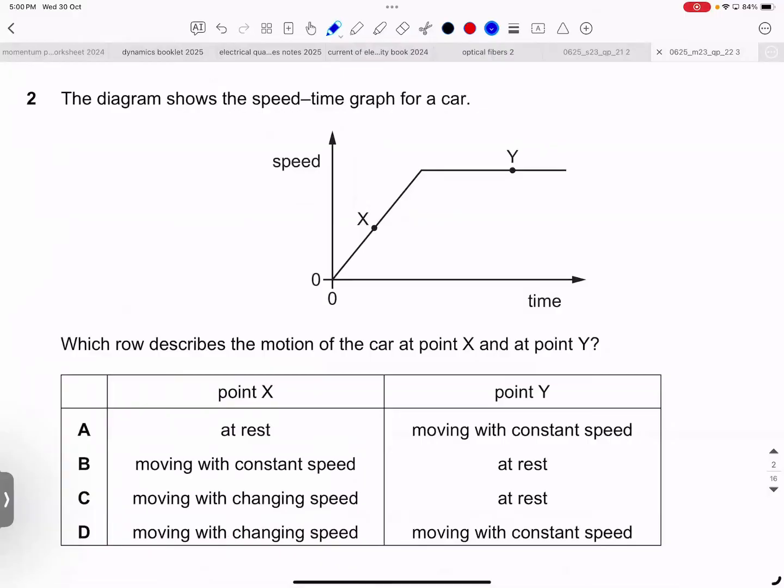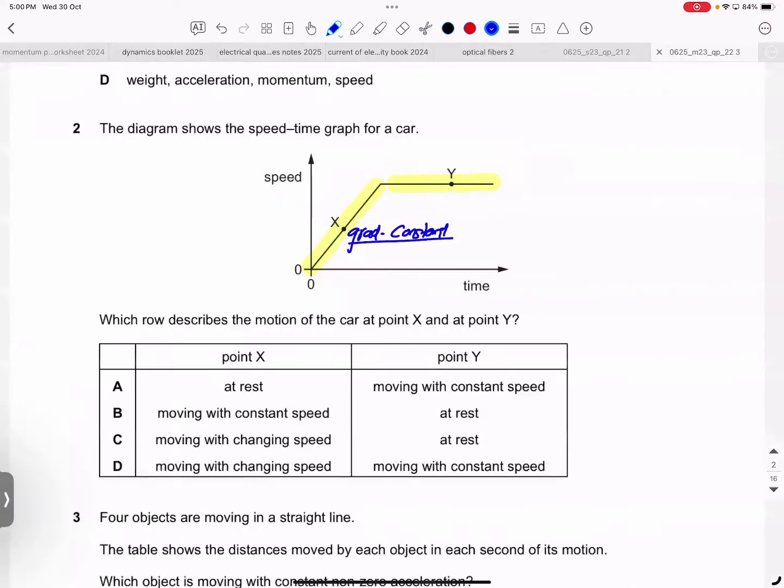Question number 2. The diagram shows the speed time graph for a car. Which row describes the motion of the car at point X and Y? It's a speed time graph. So at X, you have a constant acceleration, and at Y, you have a constant speed, since the gradient is constant, so it means the acceleration is constant.